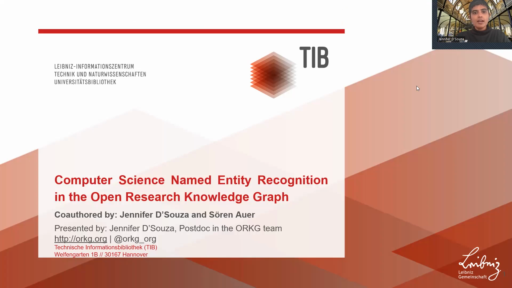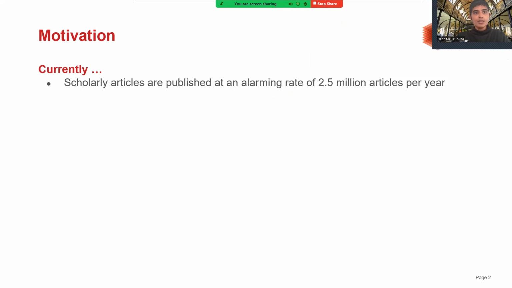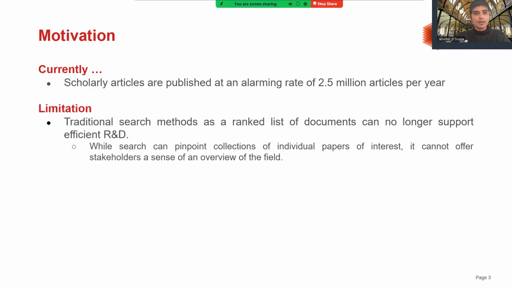I will begin by offering an introduction to the Open Research Knowledge Graph platform, since our service is developed for it. So the motivation behind the ORKG platform. Currently, scholarly articles are published at an alarming rate of 2.5 million articles per year. A limitation here is that traditional search methods, as a ranked list of documents, can no longer support efficient R&D.